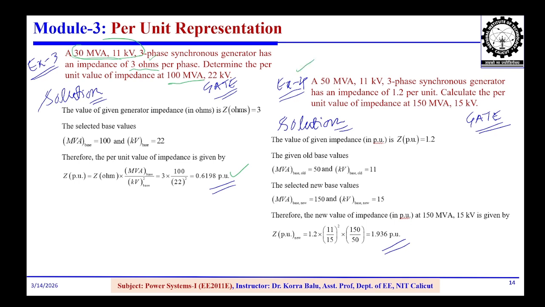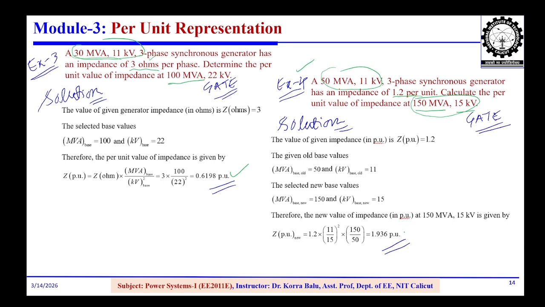Now we'll see: a 50 MVA 11 kV 3-phase synchronous generator has an impedance of 1.2 per unit. Now we see the given impedance is in per unit. Then calculate the impedance in per unit on 150 MVA 15 kV. The per unit value is given on the old base values, so we need to convert it into the new base values. Now use the change of base formula. So 1.2 per unit times old over new. The new voltage is inversely proportional to the given per unit impedance, and the new base MVA is directly proportional to the given per unit impedance.